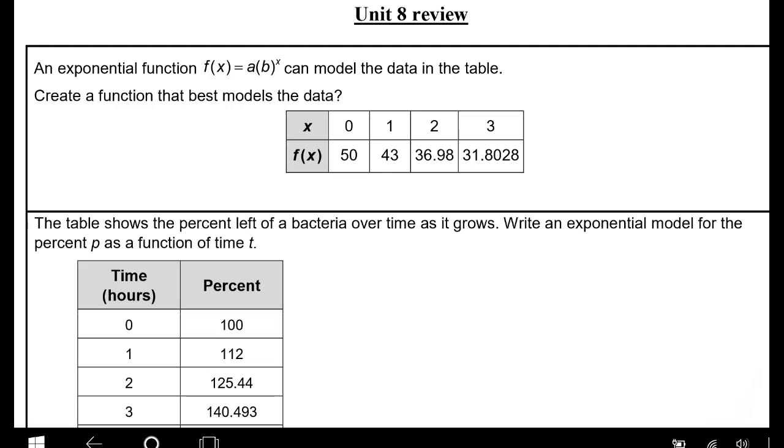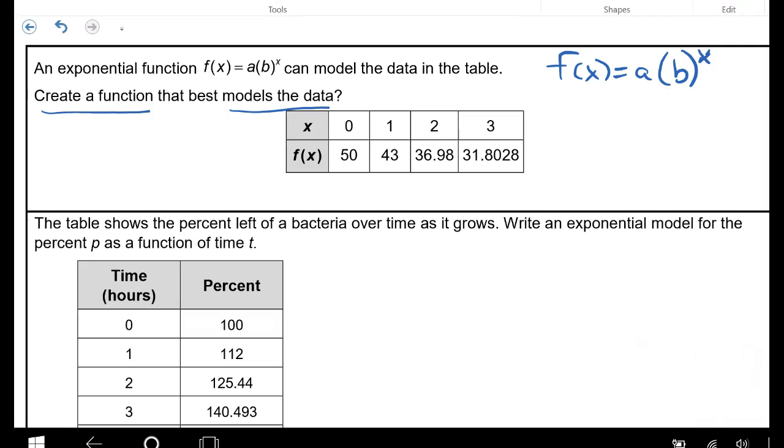Okay, so this first one, an exponential function, f of x equals a times b to the x. This can model the data in this table. So what we want to do is create a function that best models this data. So we're going to use this idea that f of x equals a times b to the x. And so basically what we need to find is we need to find a and we need to find b as well.